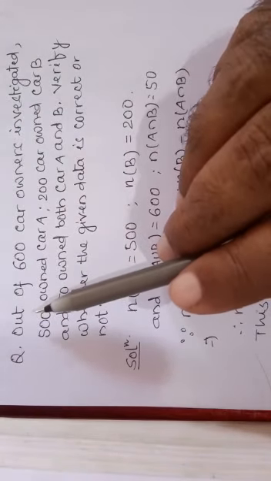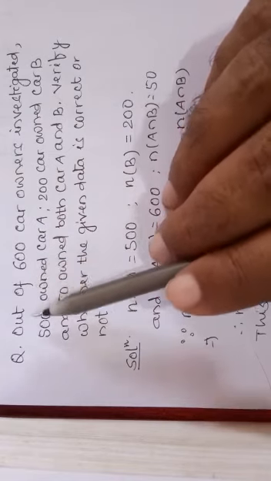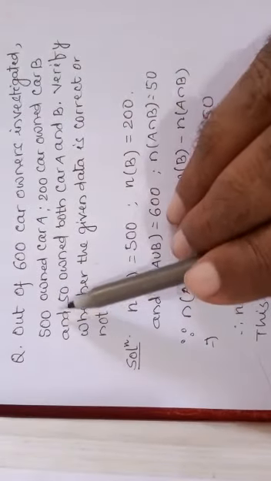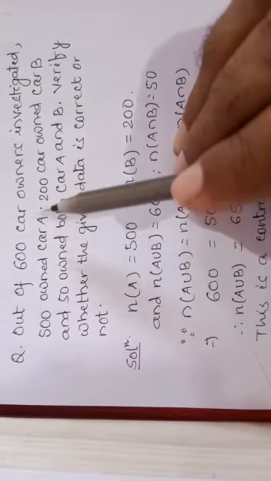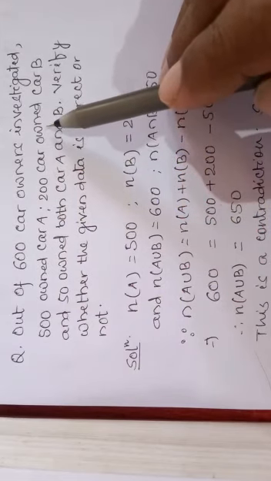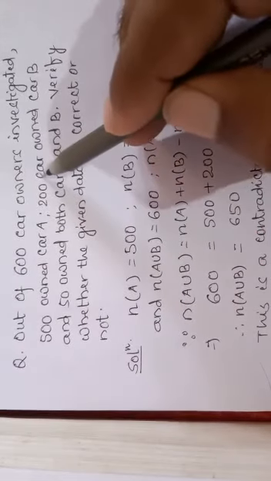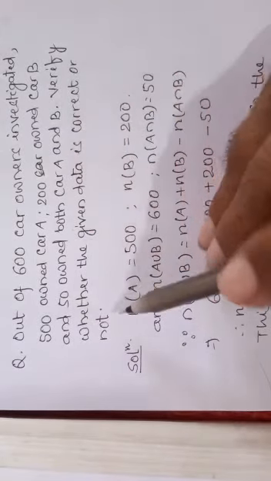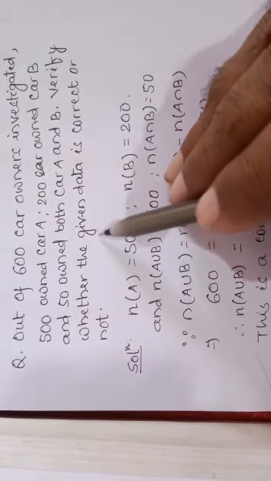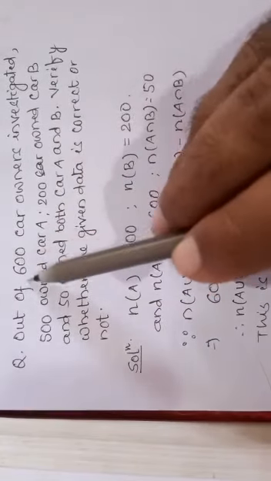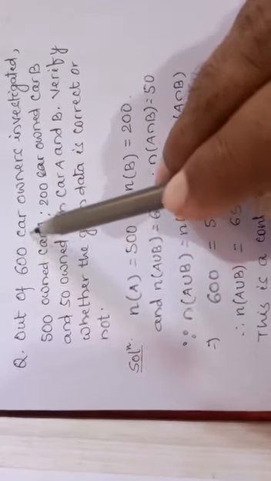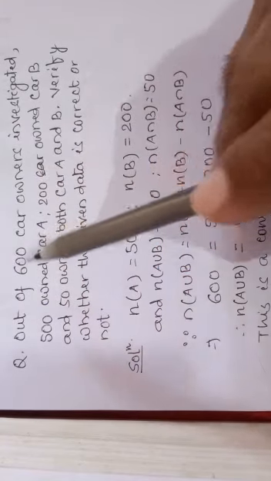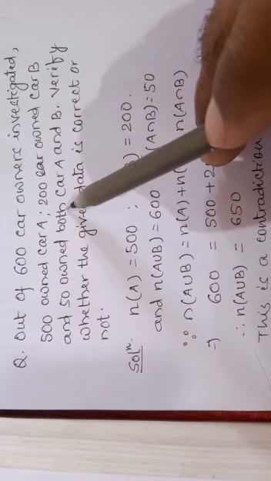See the next question. Out of 600 car owners investigated, 500 owned car A, 200 owned car B, and 50 owned both car A and B. Verify whether the given data is correct or not. Means the survey comes under 600 car owners. You have to find whether the data is correct or not.